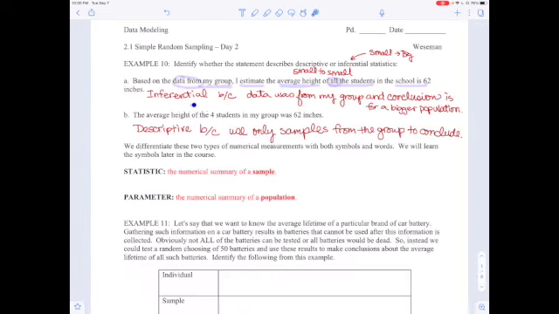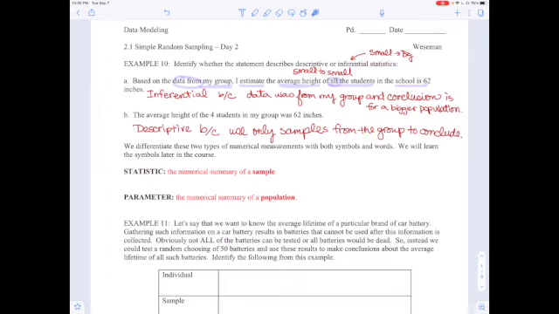So for the letter A, it's inferential because data was from my group and the conclusion is for a bigger population. B is the average height of 4 students in my group was 62 inches, and it's descriptive because it uses only samples from the group to conclude.